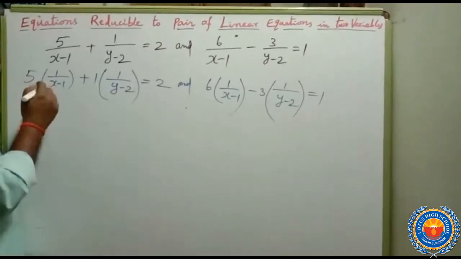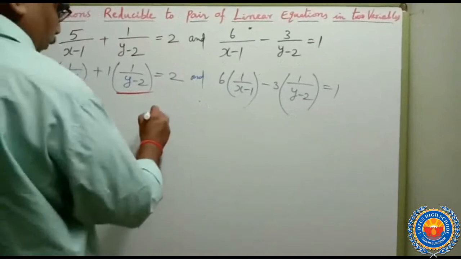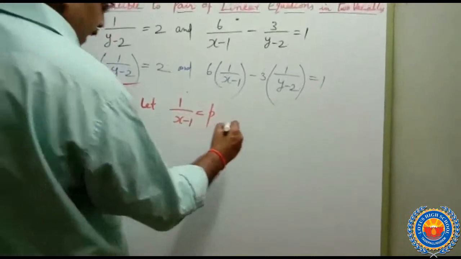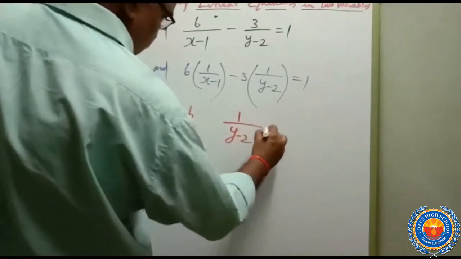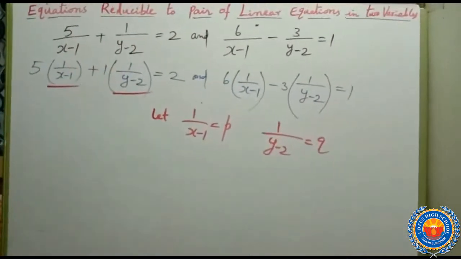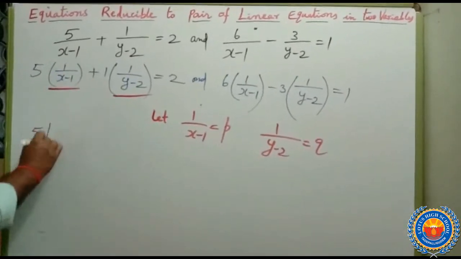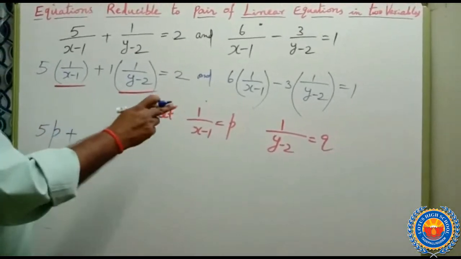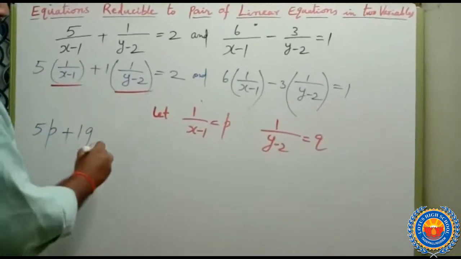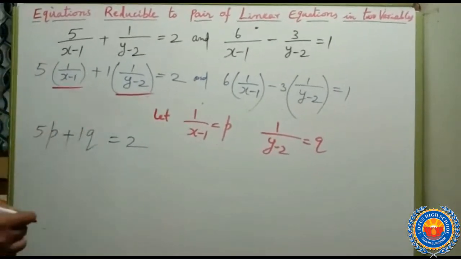Let 1 by x minus 1 is equal to p and 1 by y minus 2 is equal to q. So 5 into 1 by x minus 1 is 5p, plus 1 by y minus 2 is 1q, which is equal to 2. 1q or q, no problem. If you want, you can take 5p plus q is equal to 2 also.